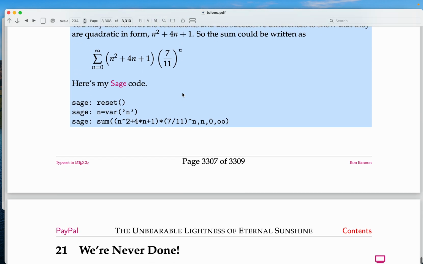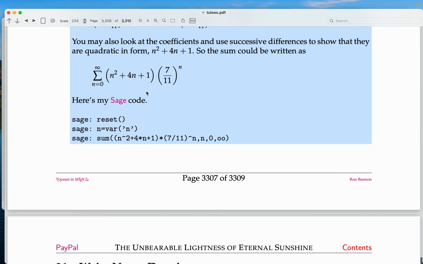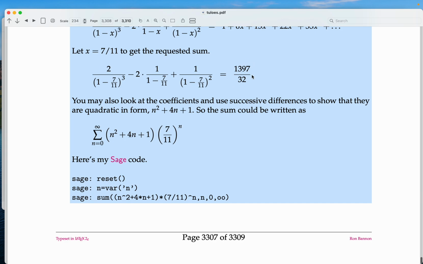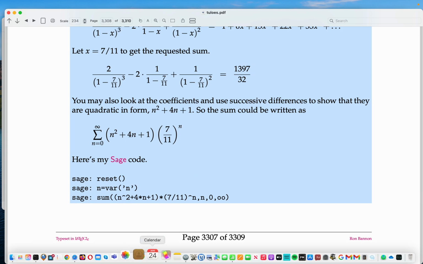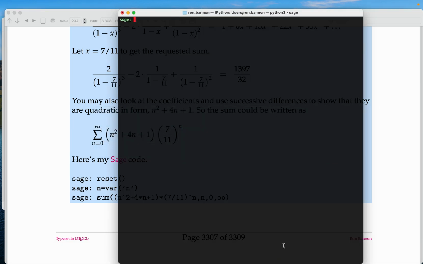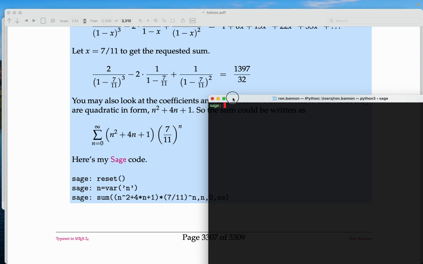But my goal here was to use Sage to see if it's actually generating the same number I'm getting over here. Mistakes happen. So I go to my Sage application, which I have running now. Going to pull this down. And again, I would recommend starting with a reset. And then the next thing is to define n as a variable. And next is to do the sum.